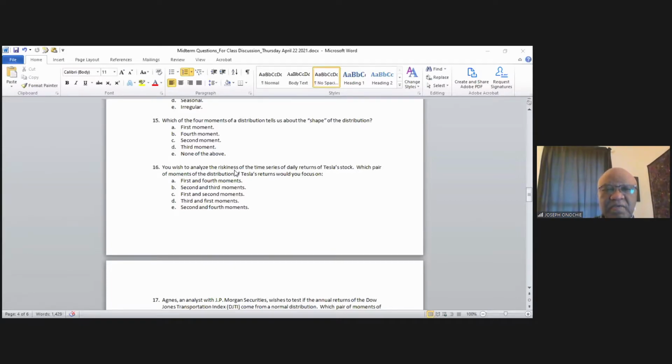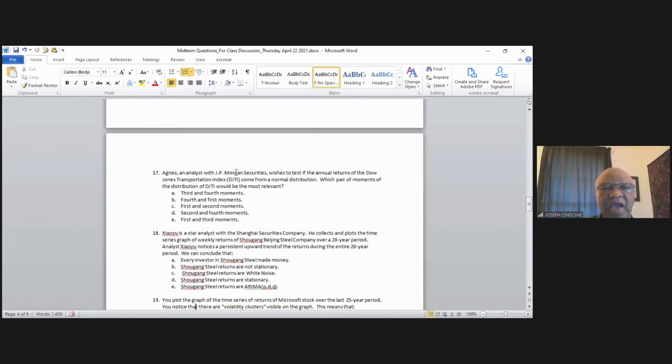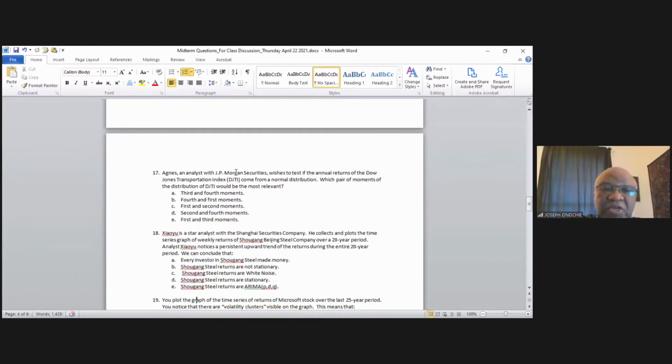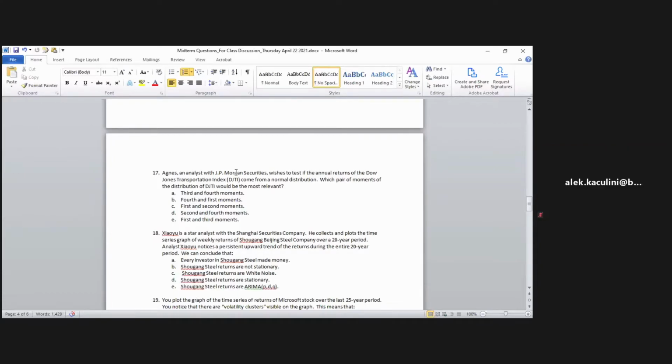All right, number 17. Agnes, an analyst with JP Morgan, wishes to test if the annual returns of the Dow come from a normal distribution. Again, which pair of moments of the distribution would be the most relevant? What do you think? Which 2 moments do we use to test for normal distribution? Third and fourth, exactly. So that's A, right? It's A question. It's A answer, right?